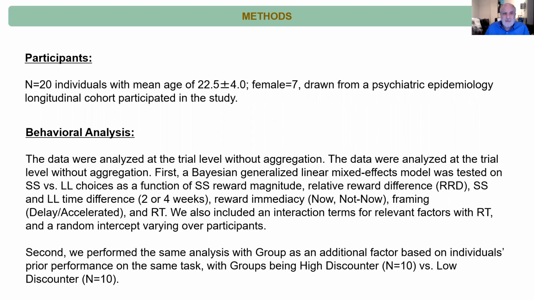The data were analyzed first with a Bayesian generalized linear mixed effects model, and that was tested on SS versus LL choices as a function of the reward magnitude, the relative reward difference, the time differences, the reward immediacy and framing effects, as well as reaction time. We also included interaction terms. Second, we performed the same analysis, taking into account group membership regarding whether the individuals were in the high discounter, that is the impulsive group, or the low discounter group from the previous taking of the test.